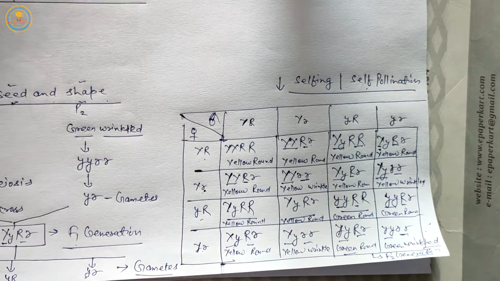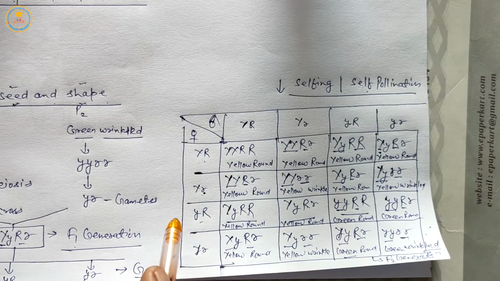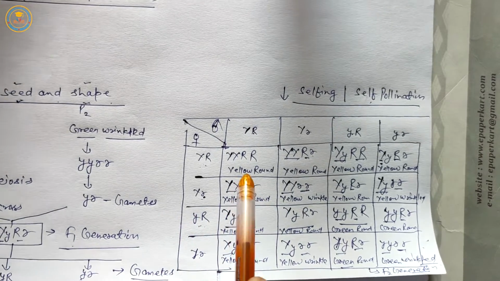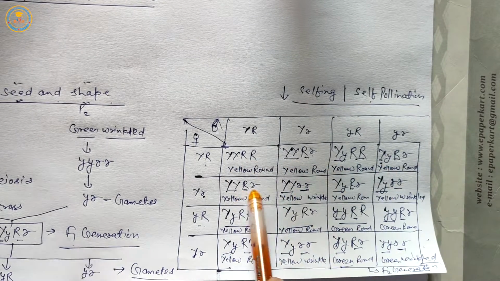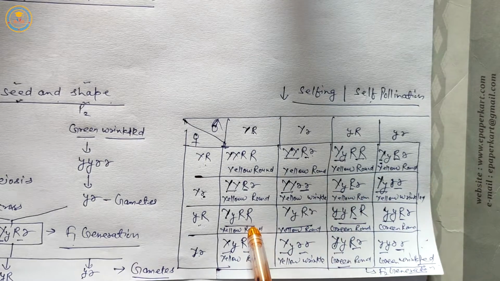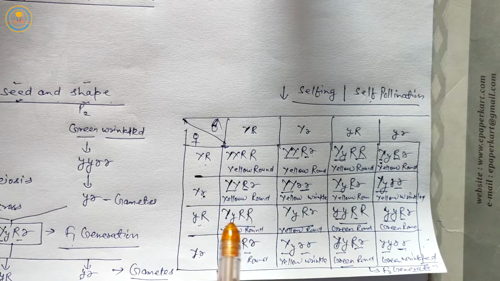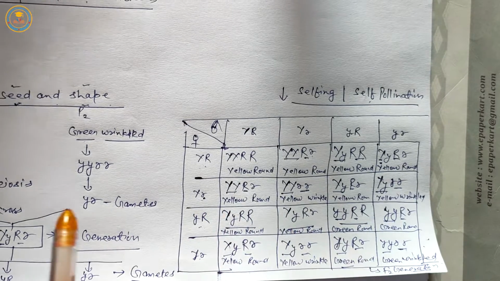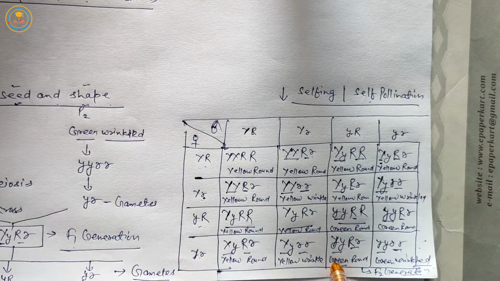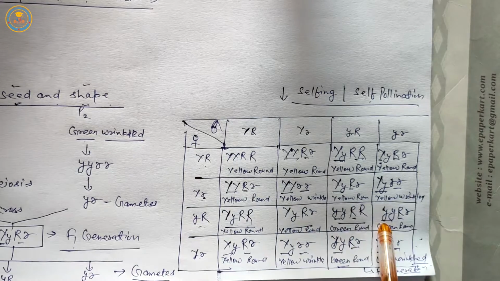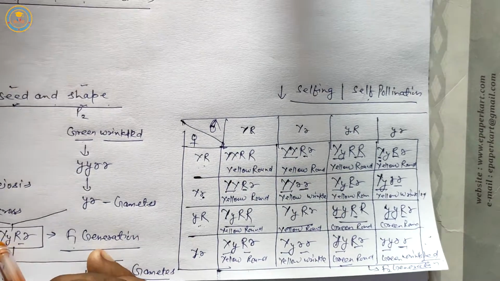So the phenotype is 9:3:3:1. Once again, first, yellow round plants: 1, 2, 3, 4, 5, 6, 7, 8 and 9. It means 9 plants are formed in the F2 generation of the law of independent assortment. Second, green round plants: 1, 2, 3.